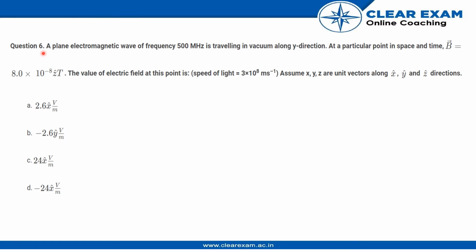Alright, so the question says a plane electromagnetic wave of frequency 500 MHz is traveling in vacuum along y direction. At a particular point in space and time, the magnetic field is equal to 8 into 10 raised to minus 8 z cap into t. The value of electric field at this point is?